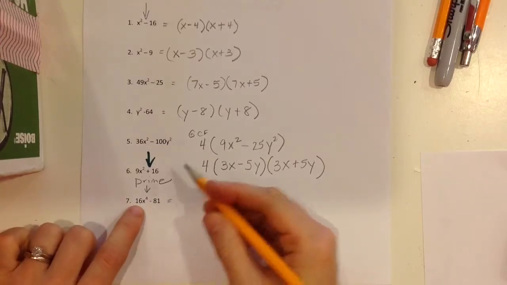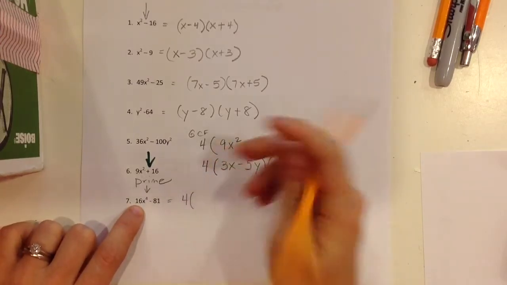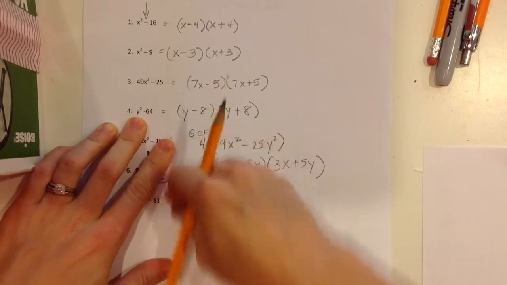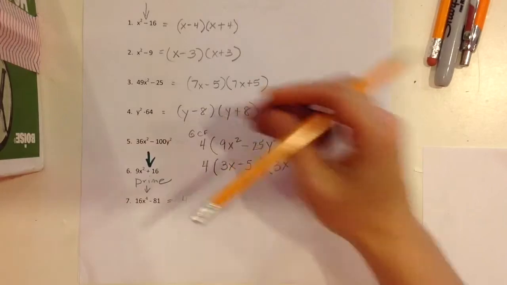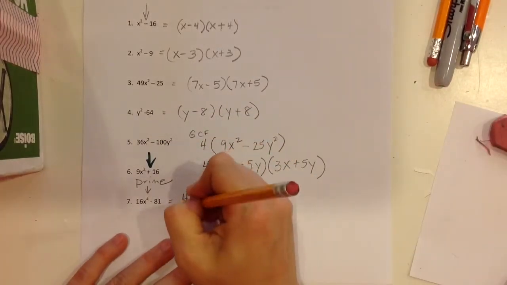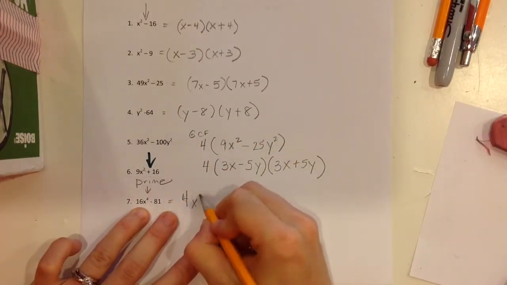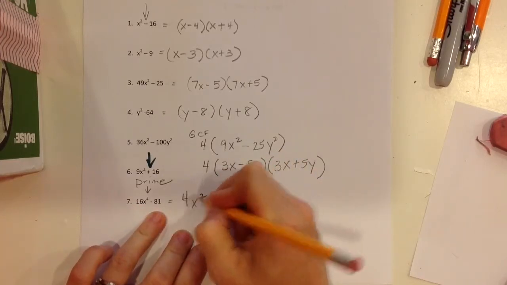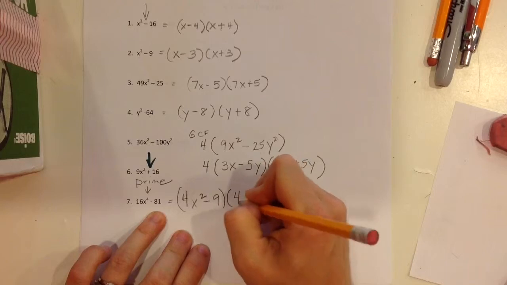So the square root of 16 is 4. Whoops. The square root of x to the 4th is x squared. Let me rewrite that. So the square root of 16 is 4. The square root of x to the 4th is x squared. The square root of 81 is 9. So I'm going to have one with the minus and one with the plus.